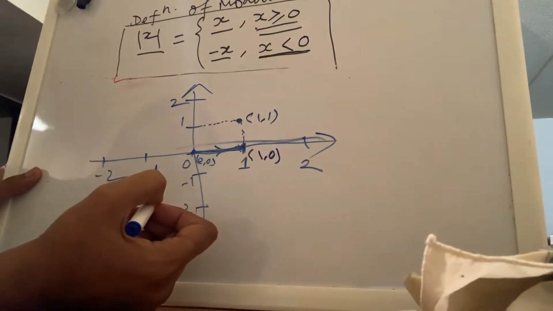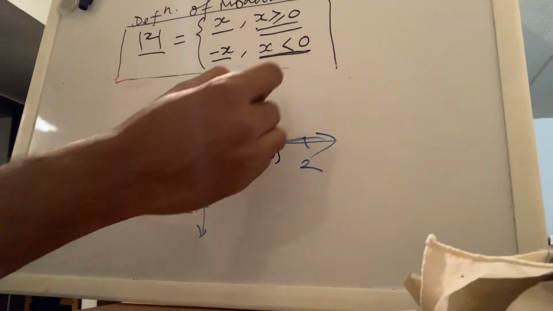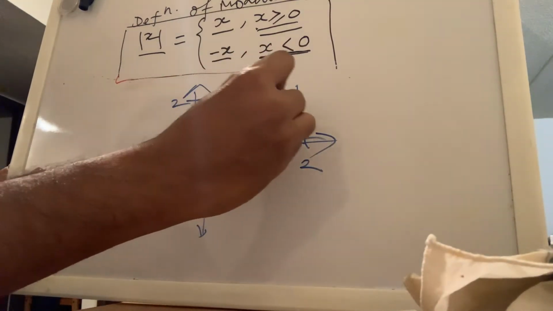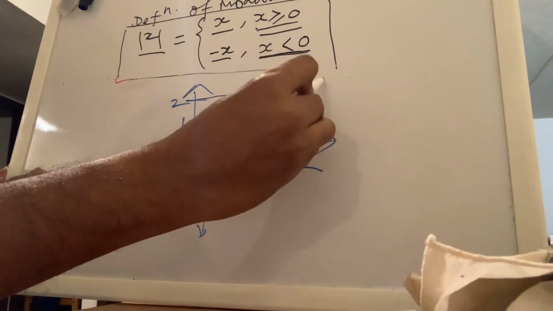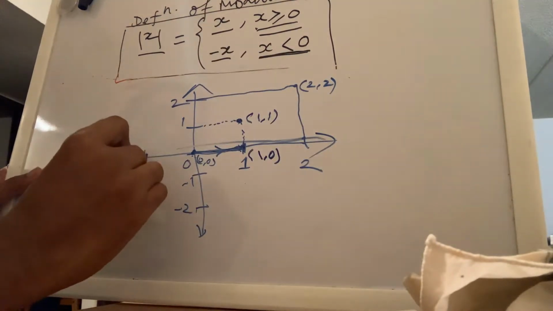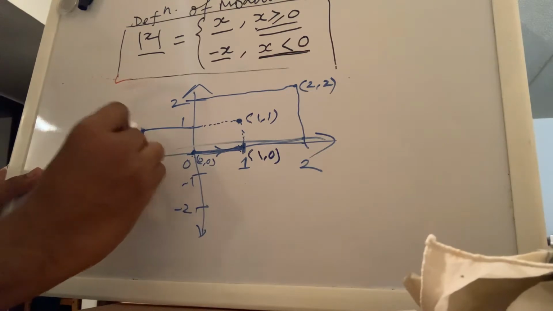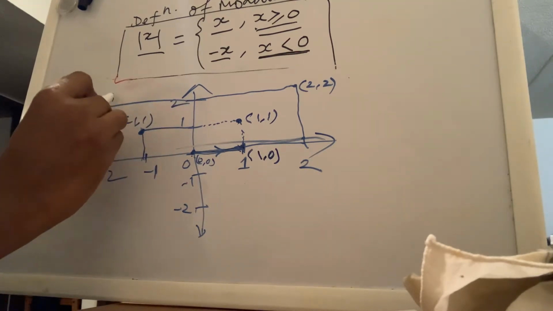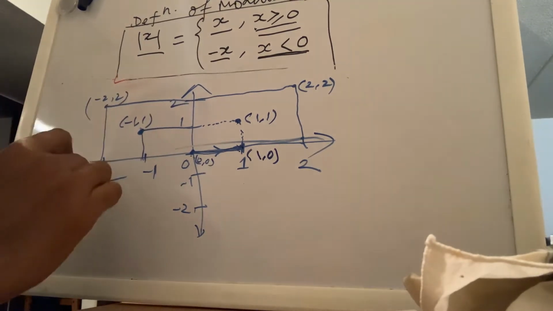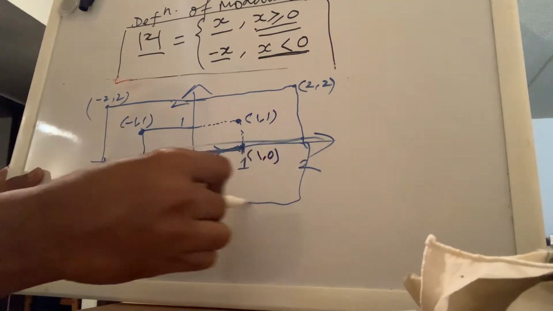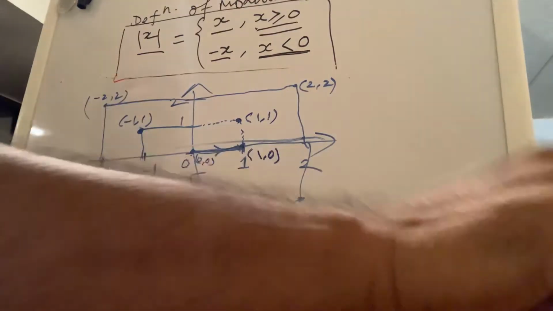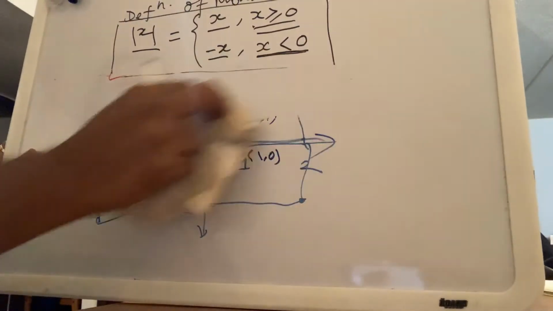In a similar way you can arrive at this point also. This is your 2, 2. In a similar fashion, this point is minus 1, 1. This point is minus 2, 2, and so on and so forth. So you can consider these points also. Now, this is something really crucial to understand.